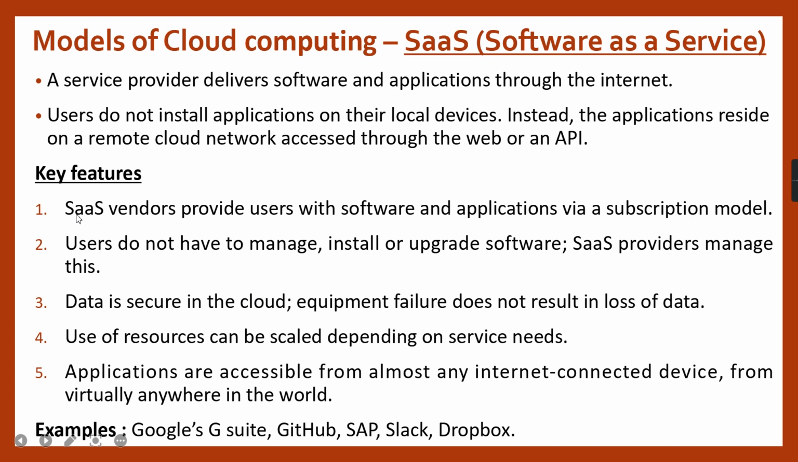So software as a service vendors provide. Now, who are the vendors? These are the vendors: Google G Suite, GitHub, SAP. They are the vendors. They provide what? They provide users, who are the users? We. They provide us software and applications via a subscription model. I hope that is clear.